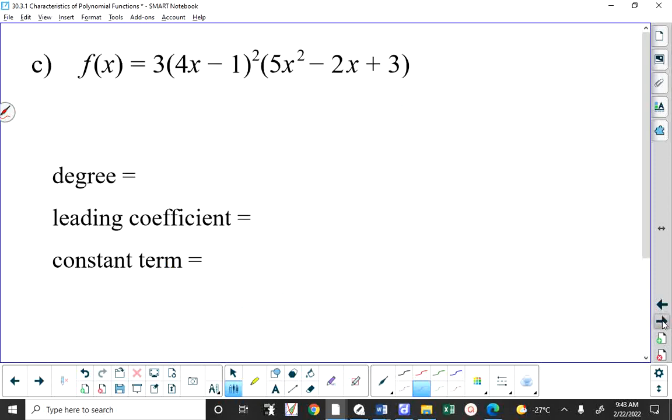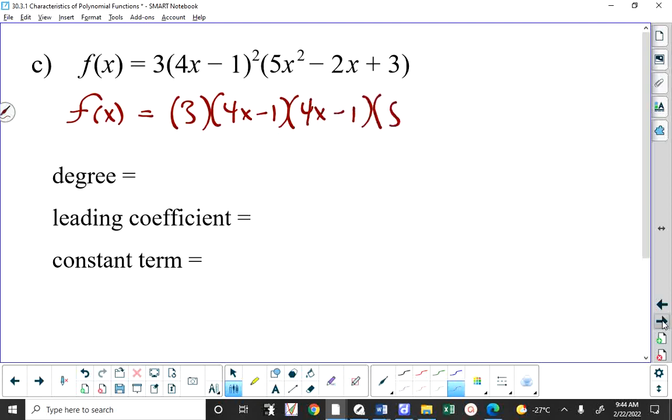Let's take a look at the last example here in this section. What is the degree, the leading coefficient, and the constant term? We need to recognize that this is f of x equals 3 times 4x minus 1 times 4x minus 1 times 5x squared minus 2x plus 3. And goodness, we're not going to multiply that out. That's asking for failure here, because you're bound to make a mistake.